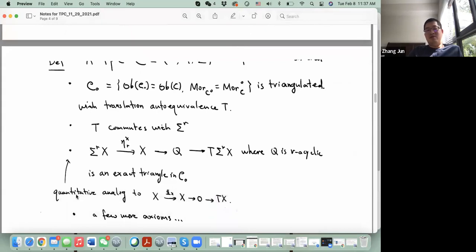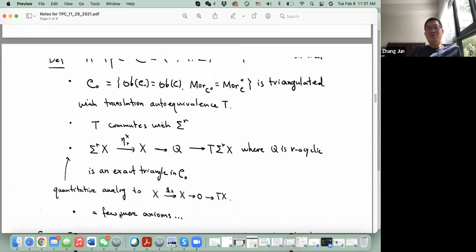And this is a quantitative analog of the classic axiom in triangulated structure that the identity map can be completed into an exact triangle, which puts 0 here. Here there's no identity map, but something similar to the identity map with some shift. And I will put something similar to 0 here, which is Q, which is R acyclic. Okay, this is how you put this quantitative taste into the classic triangulated structure. There are a few more axioms, but I will not list them here.